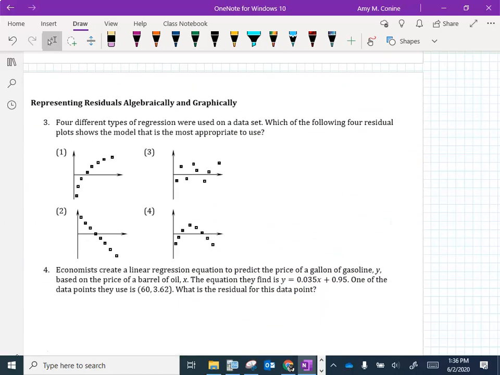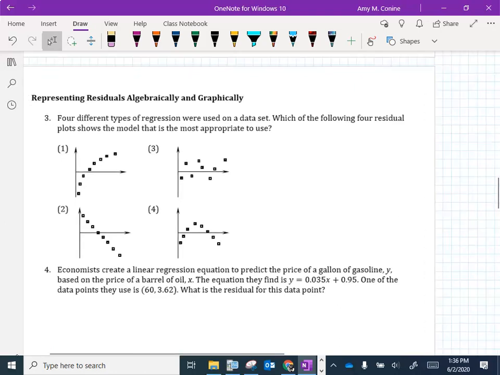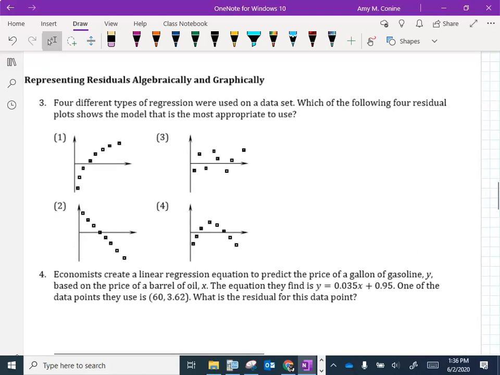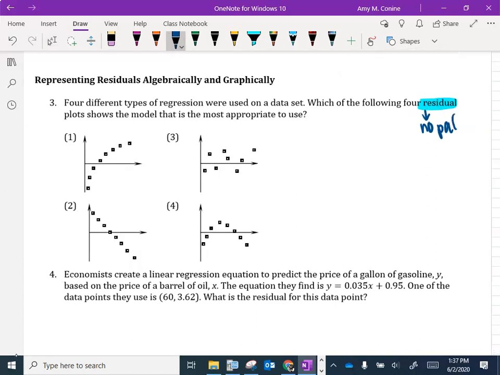Okay, so let's take a look at number 3. Four different types of regression were used on the data set. Which of the following four residual plots shows the model that is the most appropriate to use? Alright, so if you remember from the beginning of the notes, we have residual. You would take some points, you would subtract them, and then try to find a pattern, or try to find no pattern. So since we're not going to do the coordinates here, we're going to look for the data set that doesn't show a pattern.